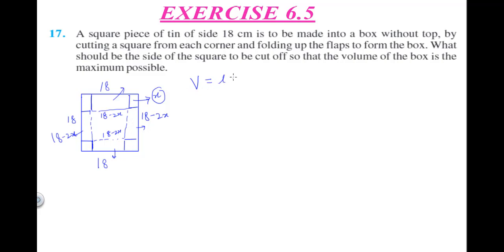What will be your height? So length into breadth into height is the volume. Length will be 18 minus 2x. Breadth will also be 18 minus 2x. So I am writing the square. And height will be the folded up portion, which is x only. So x will come up.